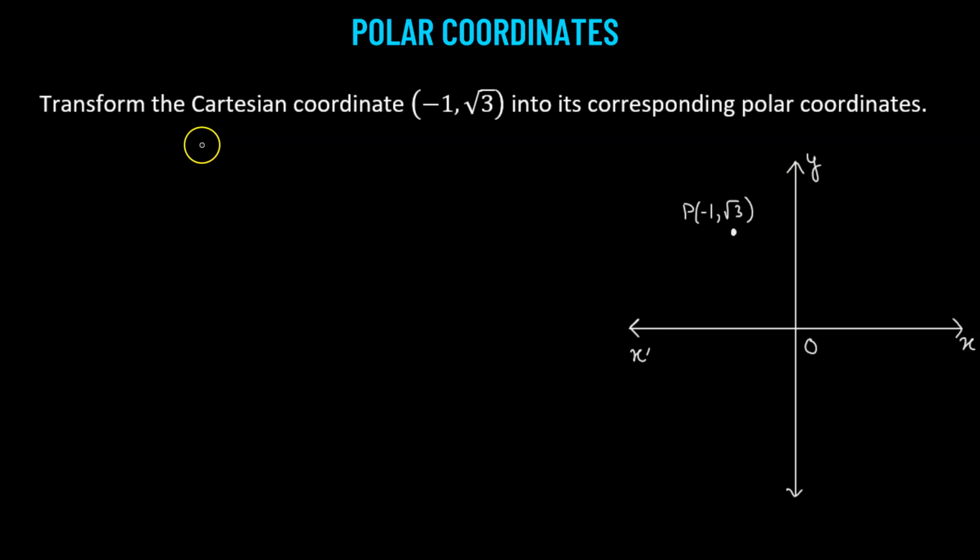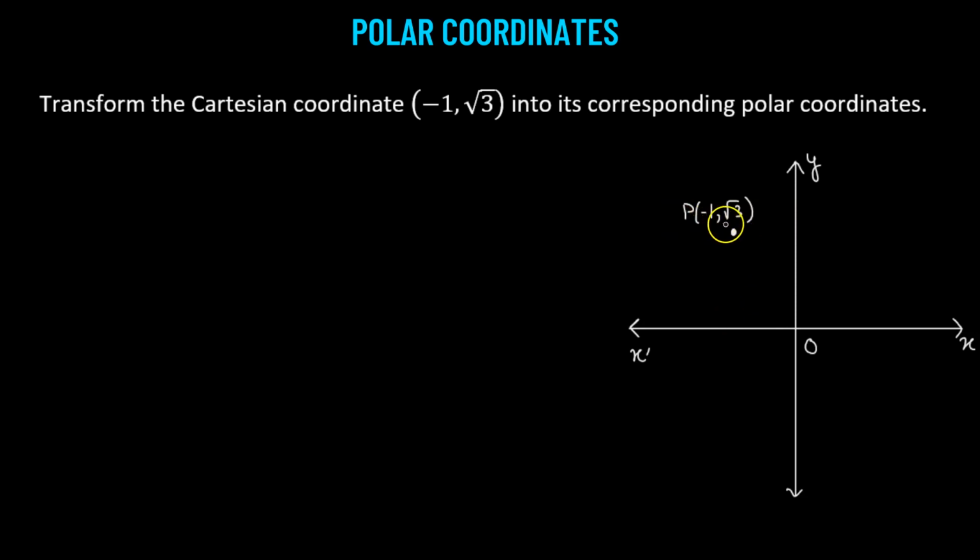In this problem, our goal will be to transform the Cartesian coordinate (-1, √3) into its corresponding polar coordinate. So here we have a Cartesian plane with the x and the y axis, and we have the point P plotted on the plane.